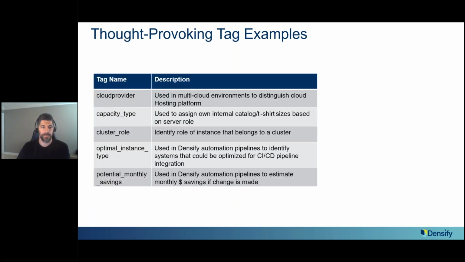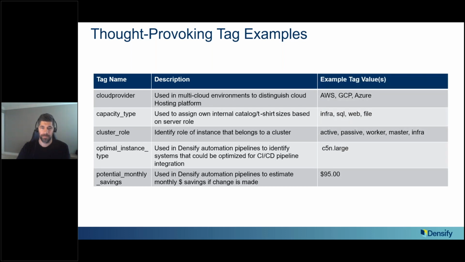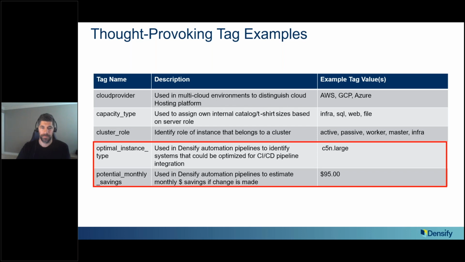devices as well. Other examples that we came across in our journey were some of these tags as well, things that can be done in terms of defining whether a system belongs to a cluster, and that information can be used to define resources. Another couple of examples here, these two at the bottom, are specifically used by our Densify automation workflow to identify systems for optimization, and that information can then be fed into your CI/CD pipeline to take action and to give visibility to engineers to consider right sizing.